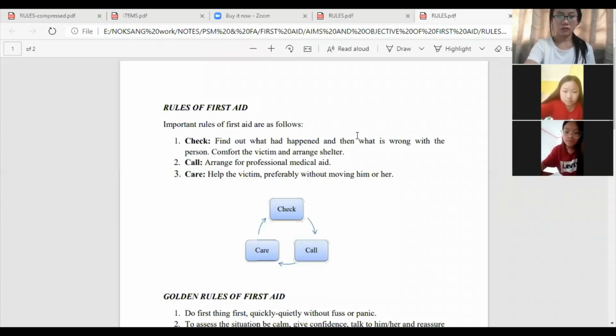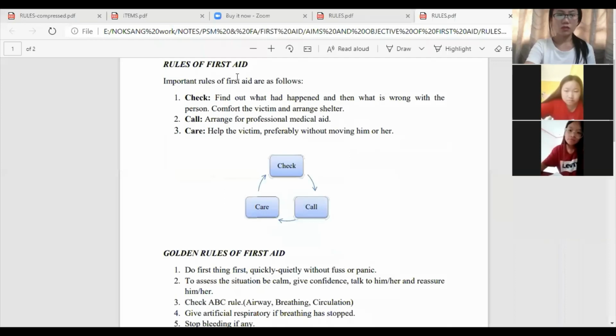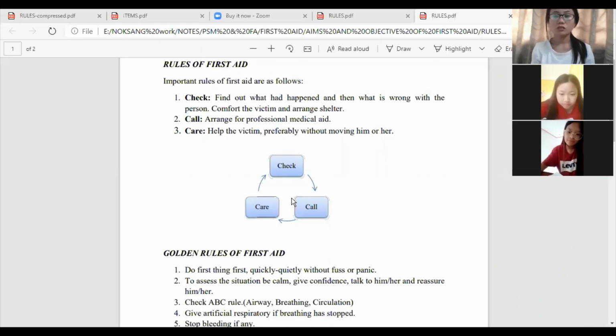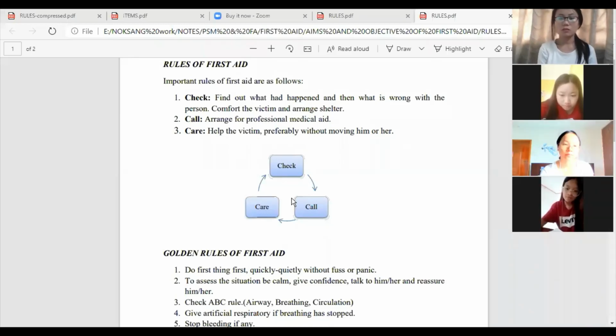Okay, so rules of first aid, important rules: check, call, care. You please draw this diagram. Below the rules of first aid, you please draw this. It's a simple diagram, just for your understanding. At first, what you have to do is check, then call, and last is care. Please do that.